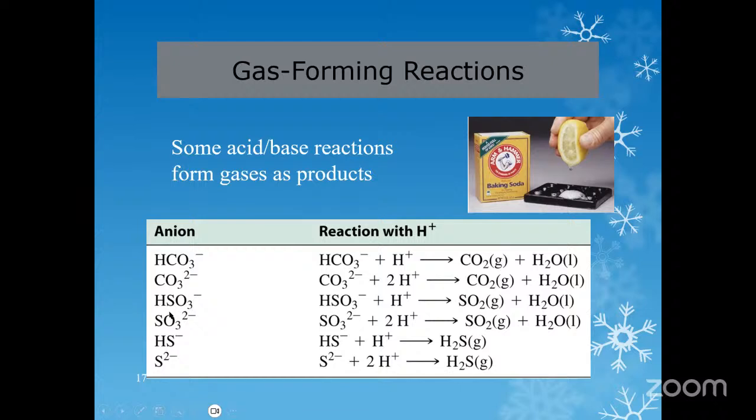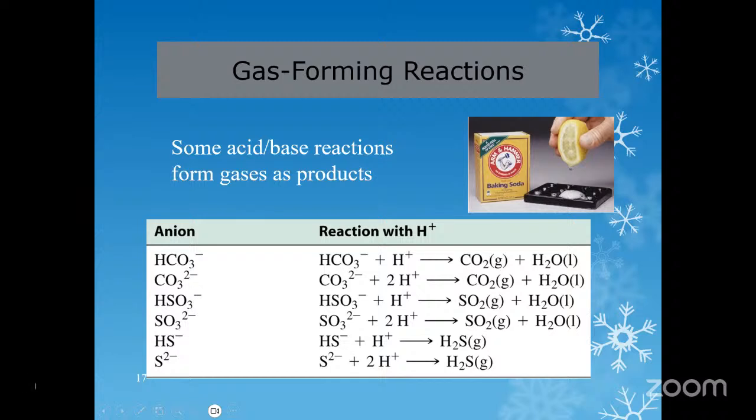Another example is the reaction between acid and any compound containing the sulfite or hydrogen sulfite ions. Now, this one I would not recommend that you do at home because the gas that is produced is sulfur dioxide. And if you're in a room filled with sulfur dioxide, then you start choking and all that. So you want to avoid that. But you need to know that this is another example of an acid-base reaction that produces a gas.